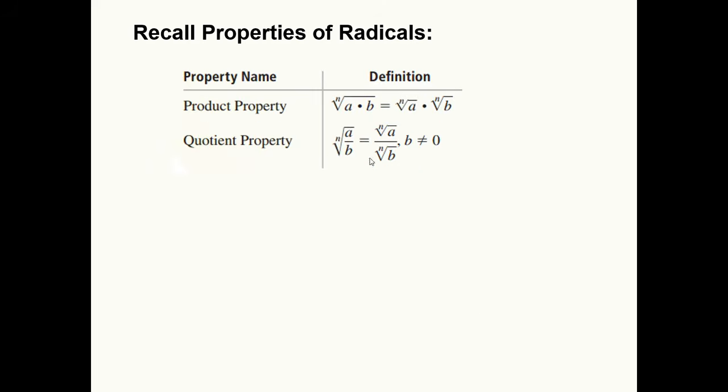Right, so we're adding in some properties of radicals, and the product property of radicals says that if I have the nth root, it could be any root, of the product of two numbers, then that is equal to the nth root of the first number times that same root of the second number.